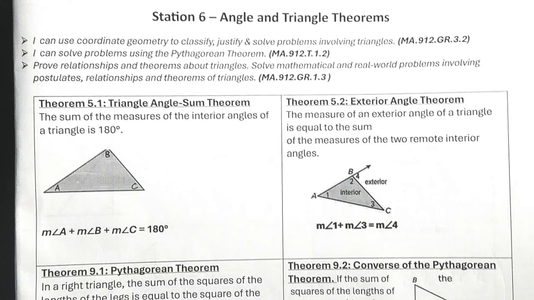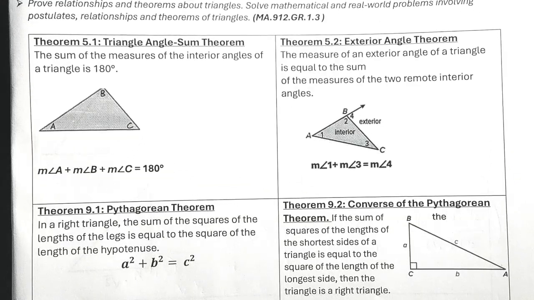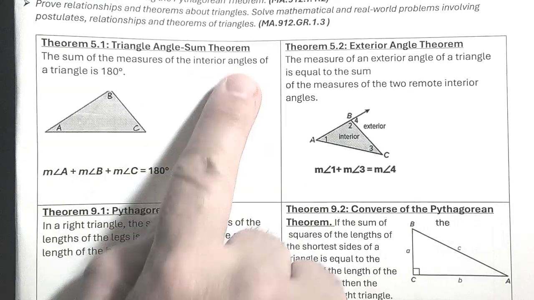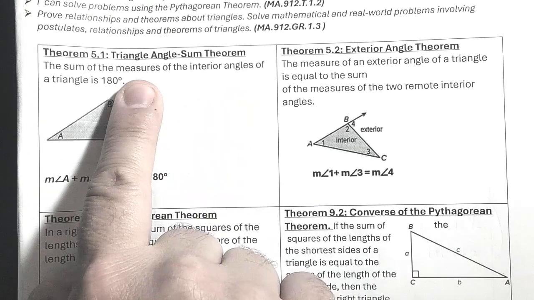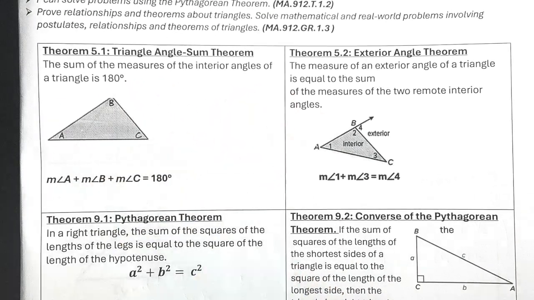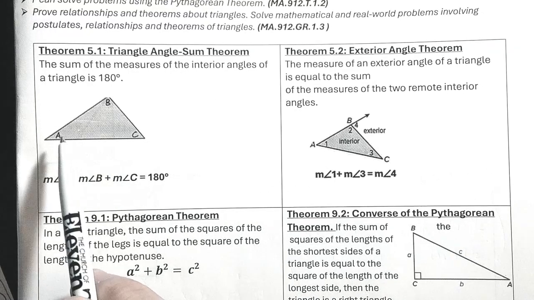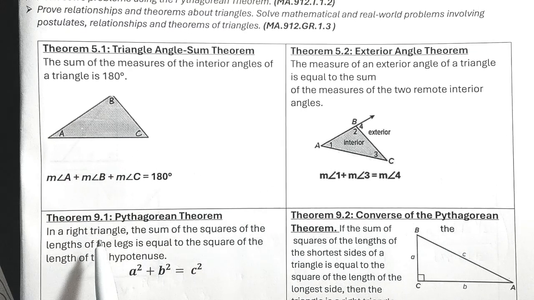So, let's get into a couple of things here. Theorem 5.1 is our triangle angle sum theorem. The sum of the measures of the interior angles of a triangle is 180. So in this case, angle 1 plus angle 2 plus angle 3, or A, B, C.